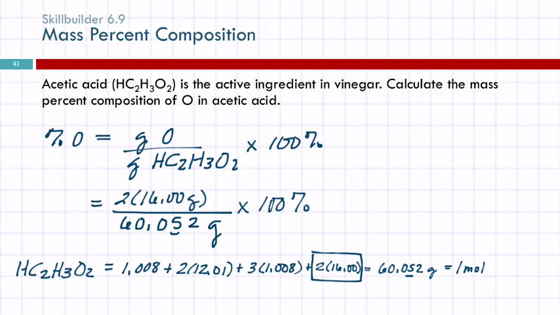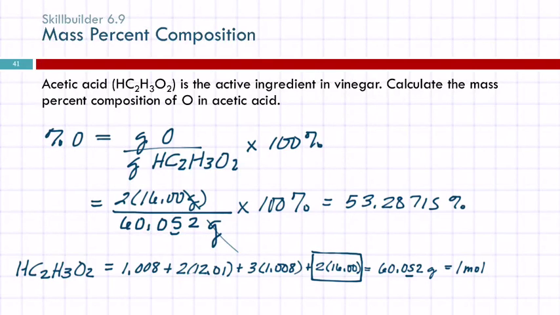The grams are going to cancel out. So I've got 2 times 16 divided by 60.052 times 100, and I'm getting 53.28715 and so on percent.